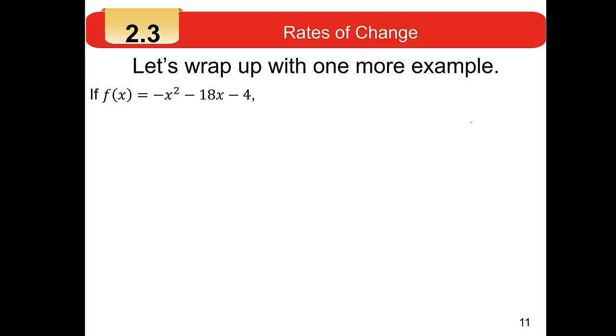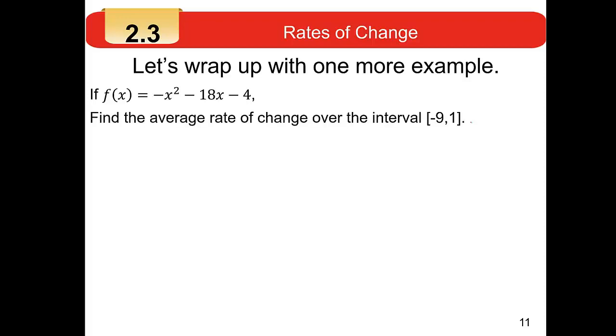Suppose I give you a function f of x equals the negative of x squared minus 18x minus 4, just a simple polynomial. Find the average rate of change over the interval from minus 9 to 1. Anytime you see average, you say, okay, I know there's no calculus here. I'm just taking rise over run. That's going to be delta y over delta x.